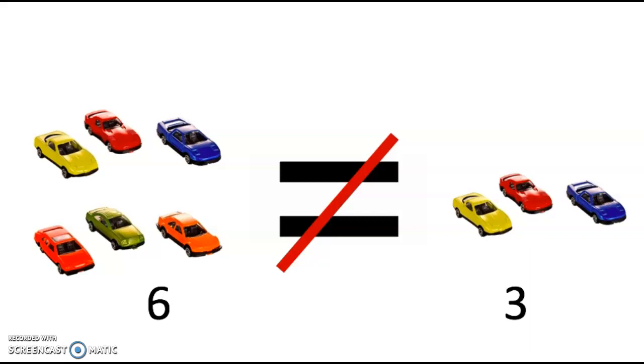Now let's look at some toy cars. It says here I have 6 cars on this side. On this side, I only have 3 cars. I don't have the same amount of cars on both sides, so the amount of cars I have is not equal.